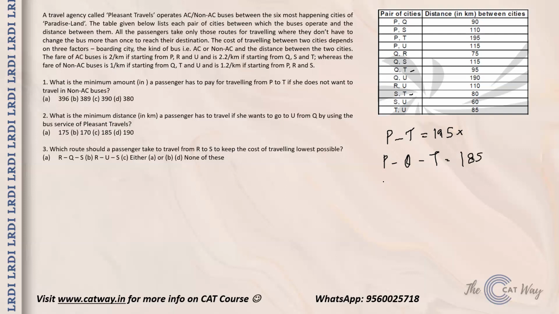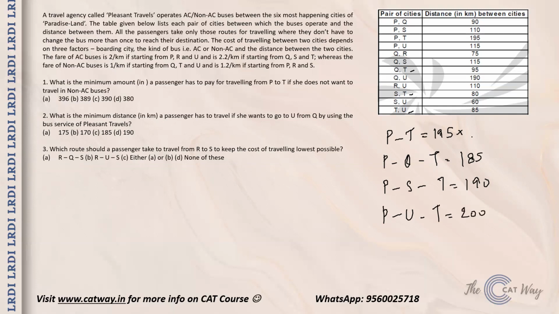Then the second option is you go from P to S and from S you go to T. So total distance over here is P to S 100 and S to T 80, so total distance becomes 190. Okay. Then if there is any other possibility, U also you can go. So from P you go to U, and from U you go to T. So total is 115 plus 85, that is 200.